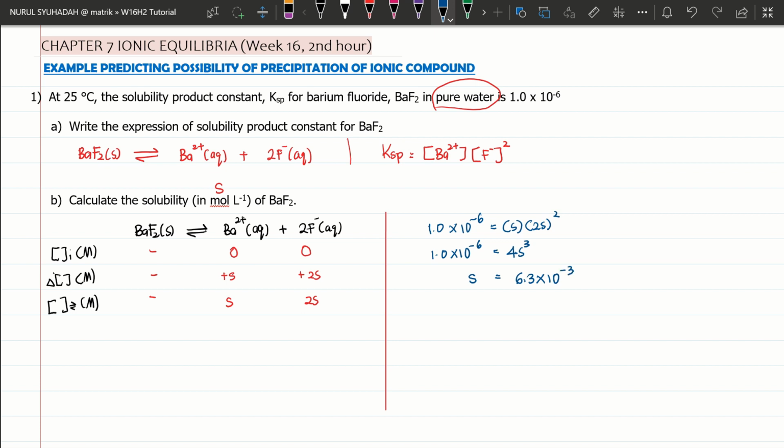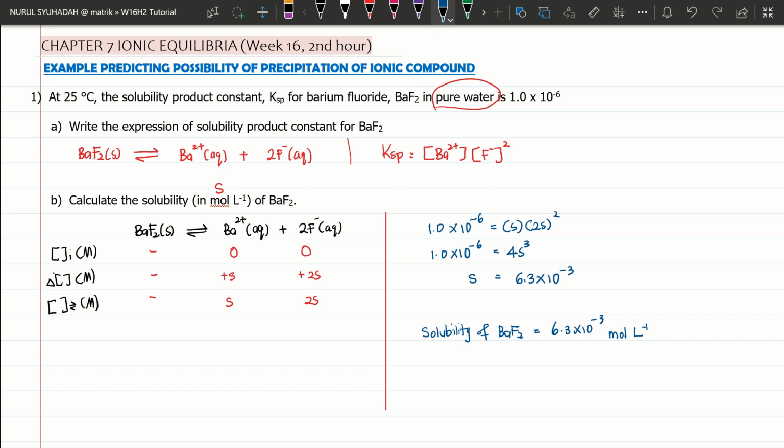Okay, jadi dekat sini sama ada awak nak terus letak M dekat sini atau better awak tulis balik dekat bawah. So, solubility of BaF2 adalah sama dengan 6.3 darab 10 negatif 3. Dan dekat sini, since dia minta clearly dekat situ mole per liter, so letaklah unit dia sebagai mole per liter. Kalau awak letak M, salah. Sebab apa? Soalan minta mole per liter.